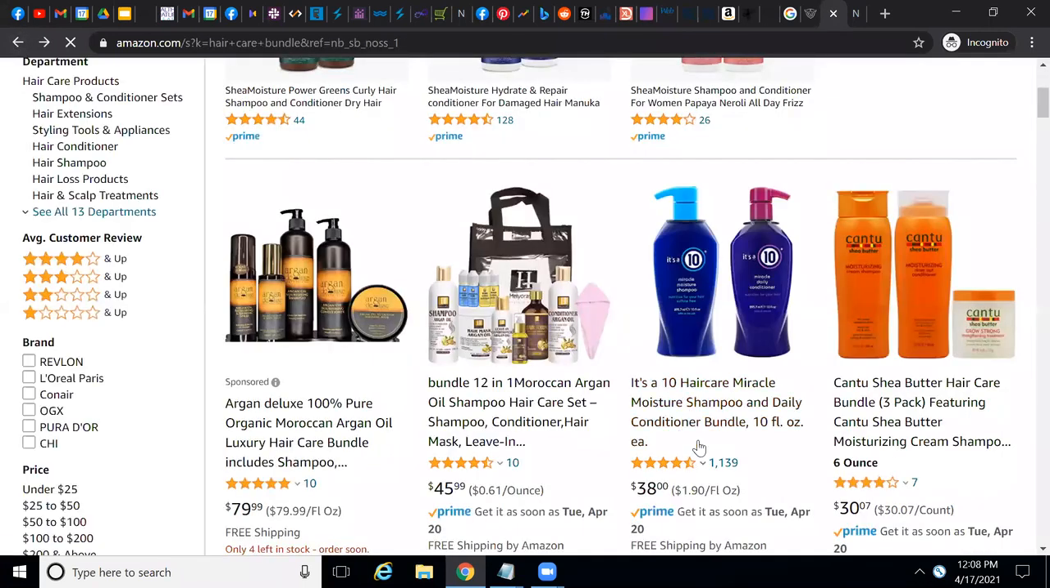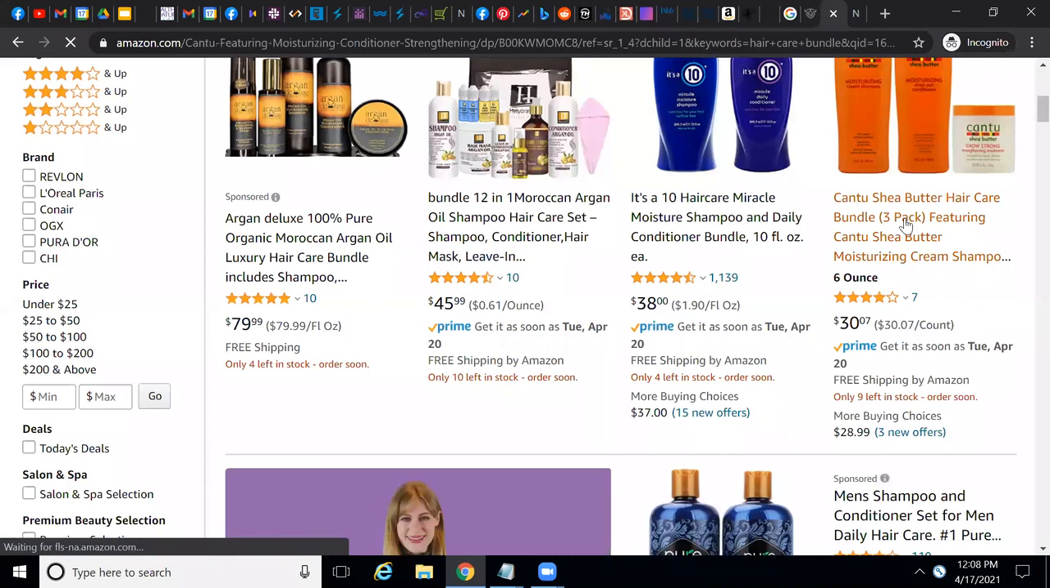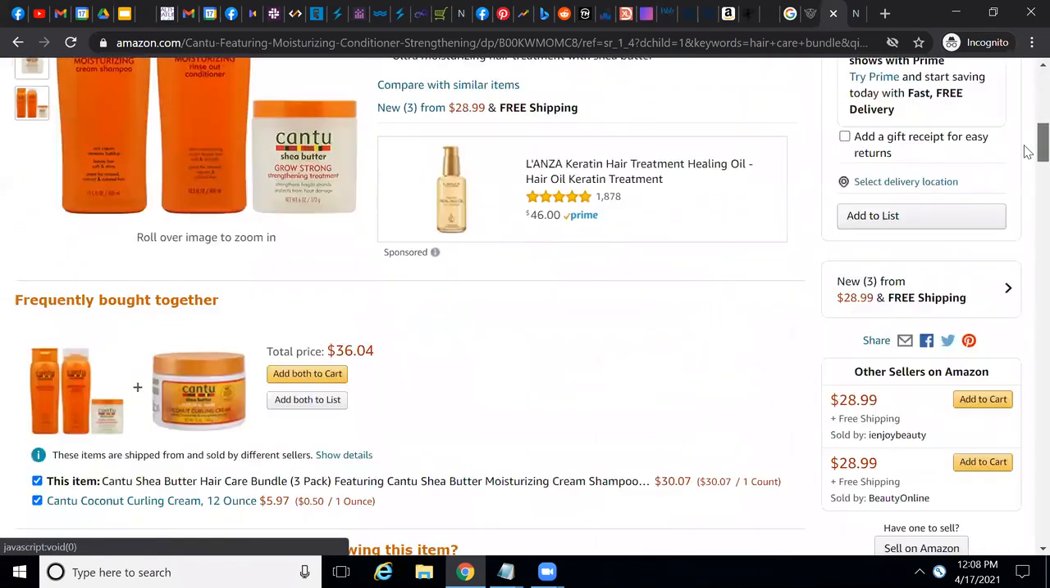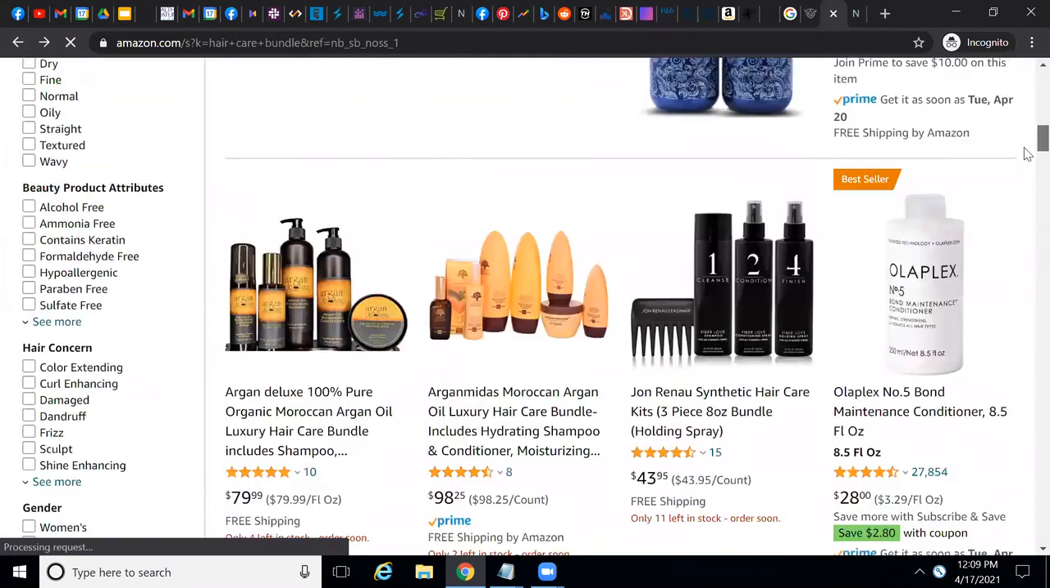I've never seen that before. So they have a 2-piece bundle here, a 3-piece bundle here, Cantu. Some of you guys are approved to sell Cantu. Look at that price. I love this. So I'm curious about what the brand name is. Cantu store, visit Cantu store. So Cantu put that up, which means they don't want anybody on that listing. Okay. Maybe it might be them.